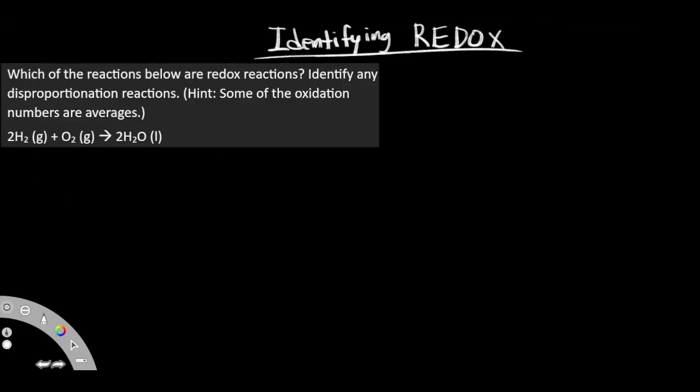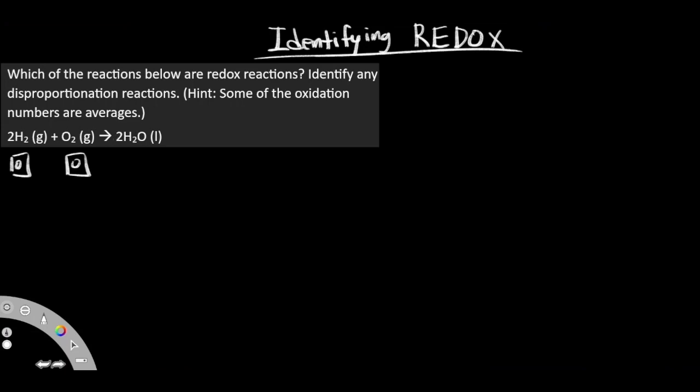So in this example, we're trying to figure out which of the reactions below are redox reactions. Okay, so this is just the first one here. We're going to decide whether this reaction is a redox reaction. Again, we have to create the oxidation numbers. So of course, this here is a free element. If it's a free element, it has an oxidation number of 0. This one here is also a free element, so this also has an oxidation number of 0.